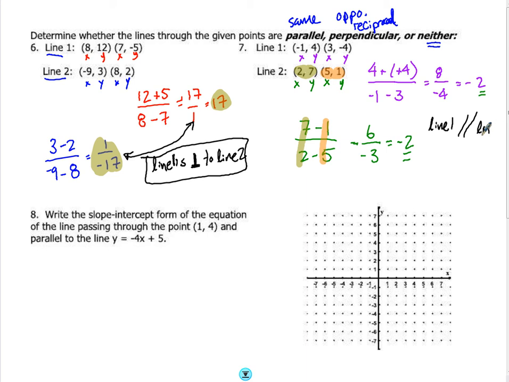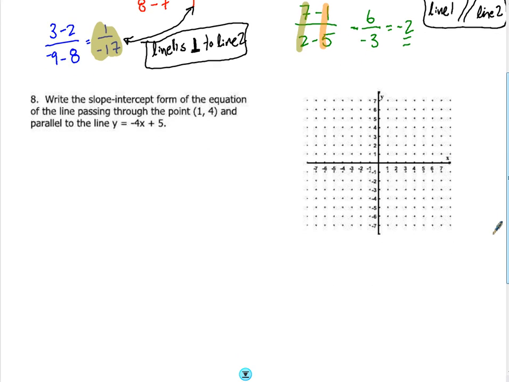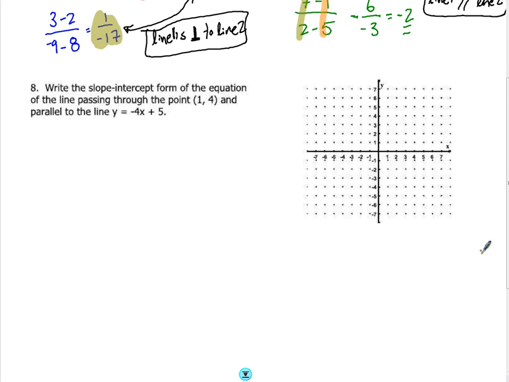Using my notation there. Alright, we're going to look at number 8 here together, and then there's the last example here for 3.4. So we're going to write the slope-intercept form equation for a line that passes through the point (1, 4) and is parallel to the line y equals negative 4x plus 5. The line that I'm trying to find has to pass through the point (1, 4), so it's got to go through this point right here.